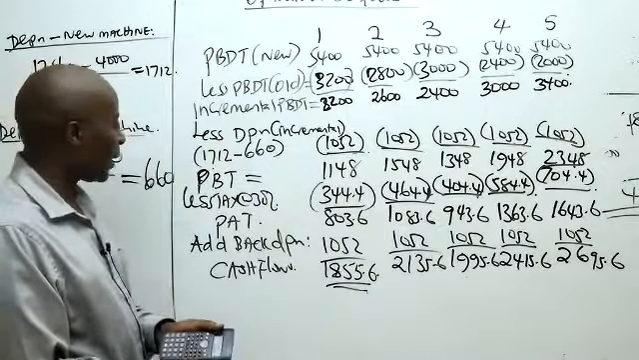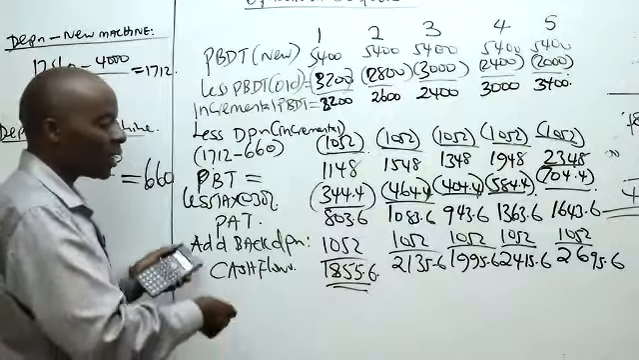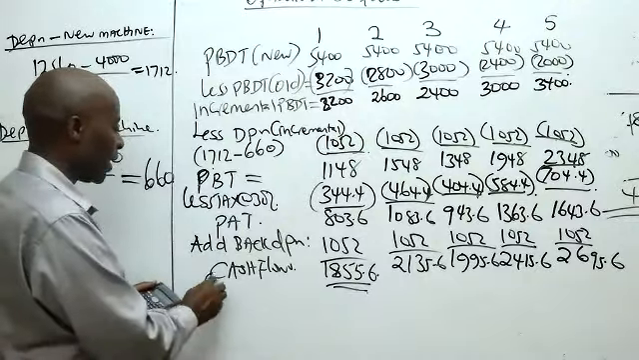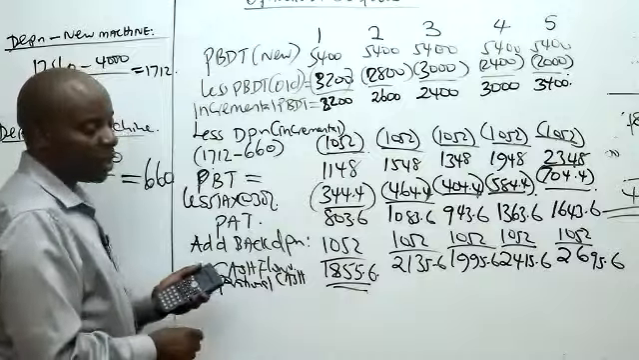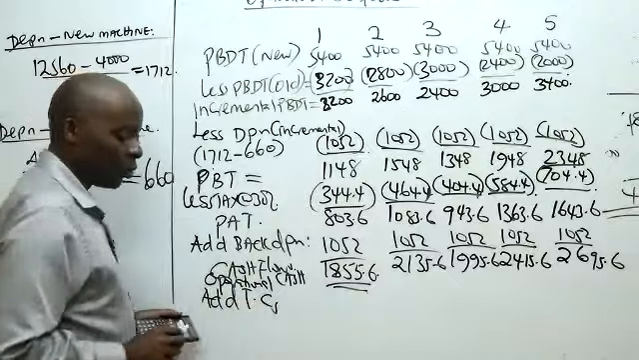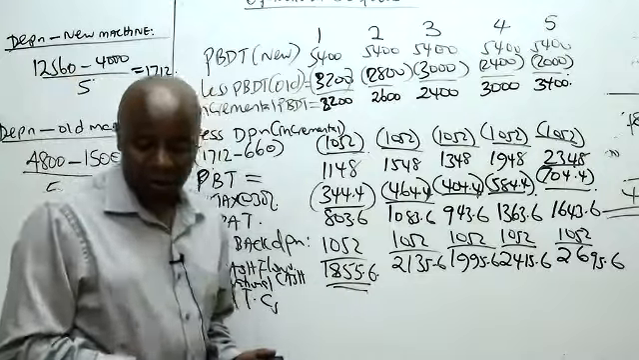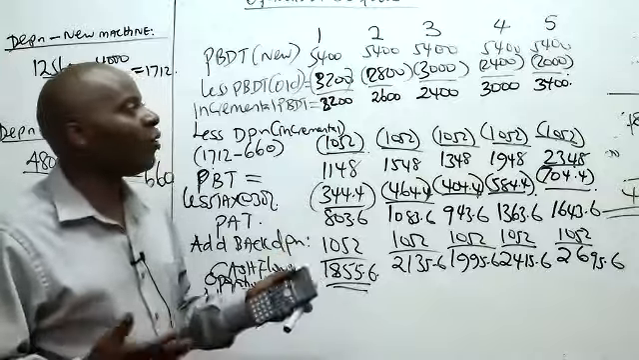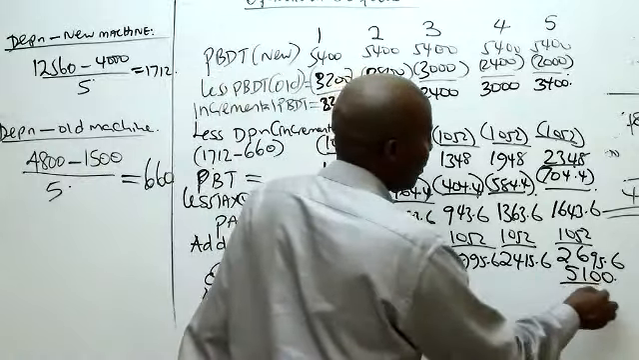Now, ladies and gentlemen, these are what we call the operational cash flows. These are cash flows from our operations. Once you have your operational cash flow, come and add the terminal cash flows. The terminal cash flows, if my memory serves me well, you got 5,100, which was to come to us at the end of year 5. So at the end of year 5 here, come and add 5,100.